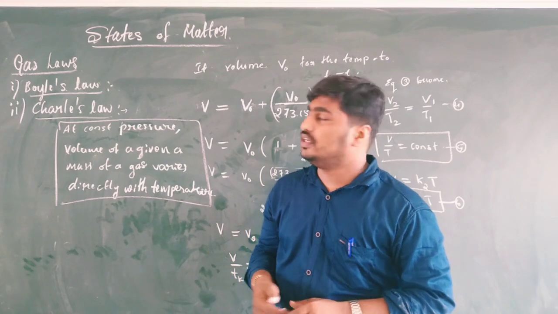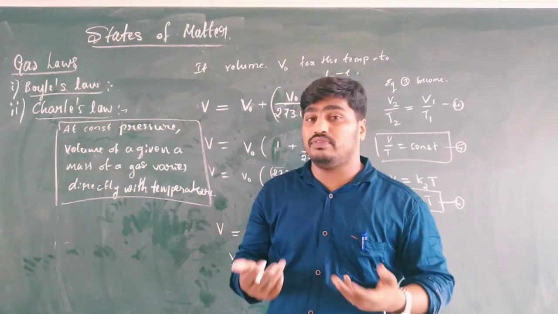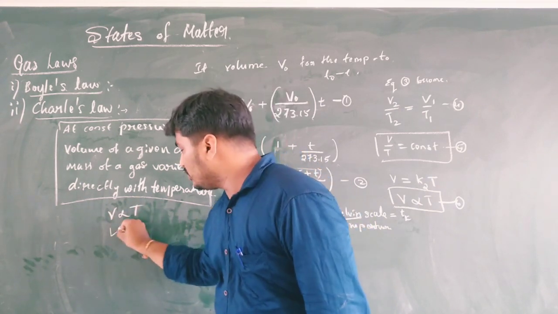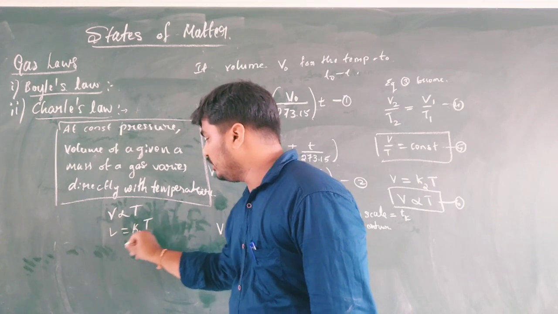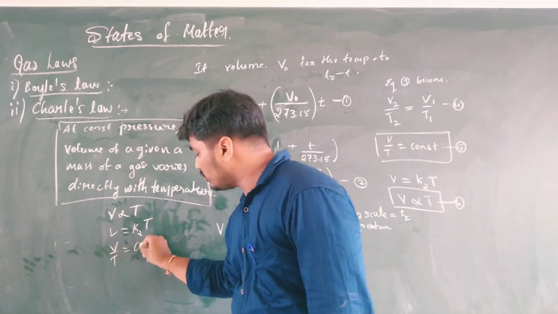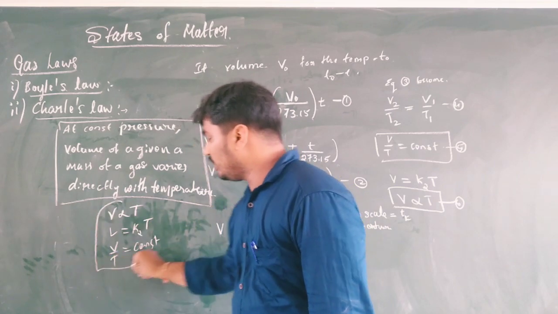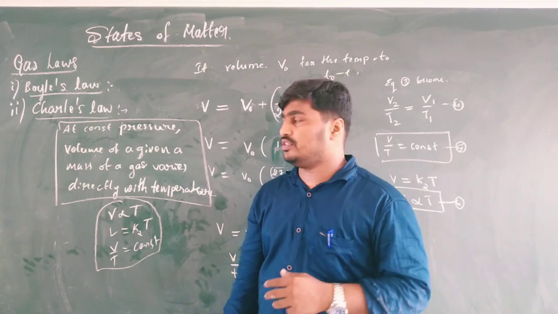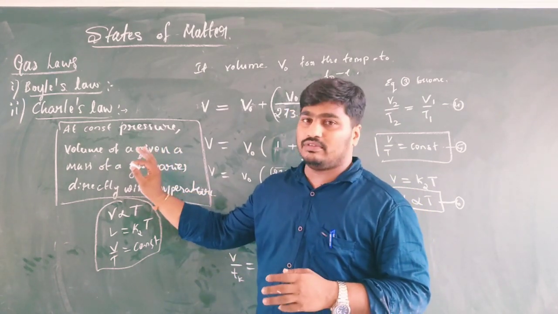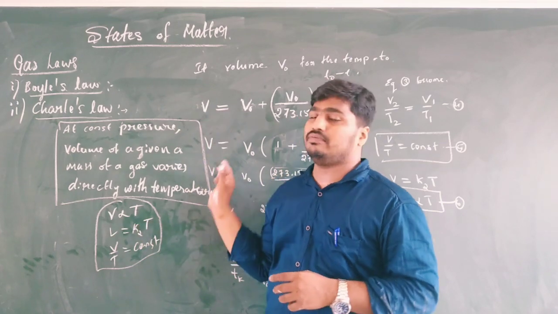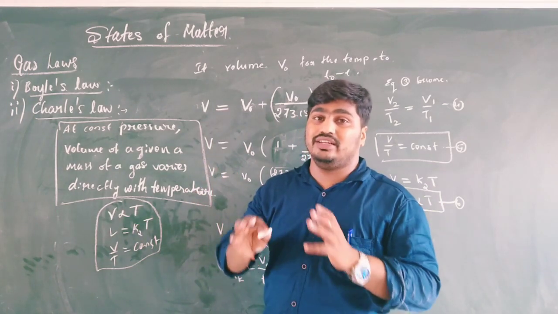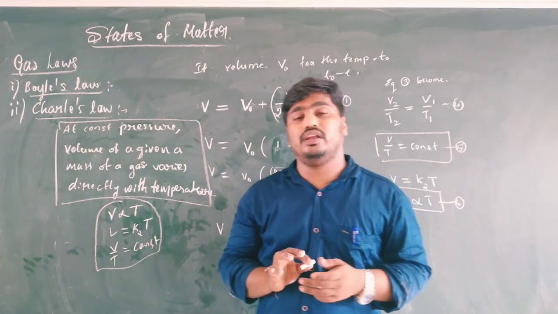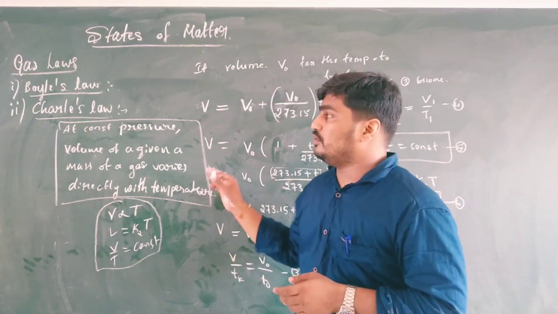Okay, so this is Charles's law. What is the mathematical form now? According to the statement, V is directly proportional to T. V is equal to K2 T, or V by T is equal to constant. So this is the mathematical form of Charles's law. Suppose in your exam the question is asked about Charles's law, you should write this much, it is enough. This is for knowledge purposes, and what they did in their experiment. Okay, so these are the mathematical equations. So this is about Charles's law.